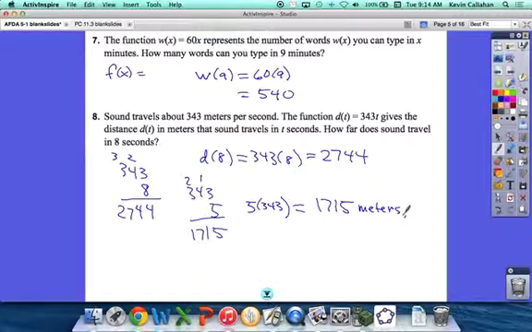Any kind of a rough estimate of how many feet in a meter? It's kind of like 3, right? A yard and a meter are pretty close to the same. So I always think of it, a yard is 3 feet. If you multiply this by 3, you're going to get 5,145. And how many feet are there in a mile? 5,270 or something like that, right?